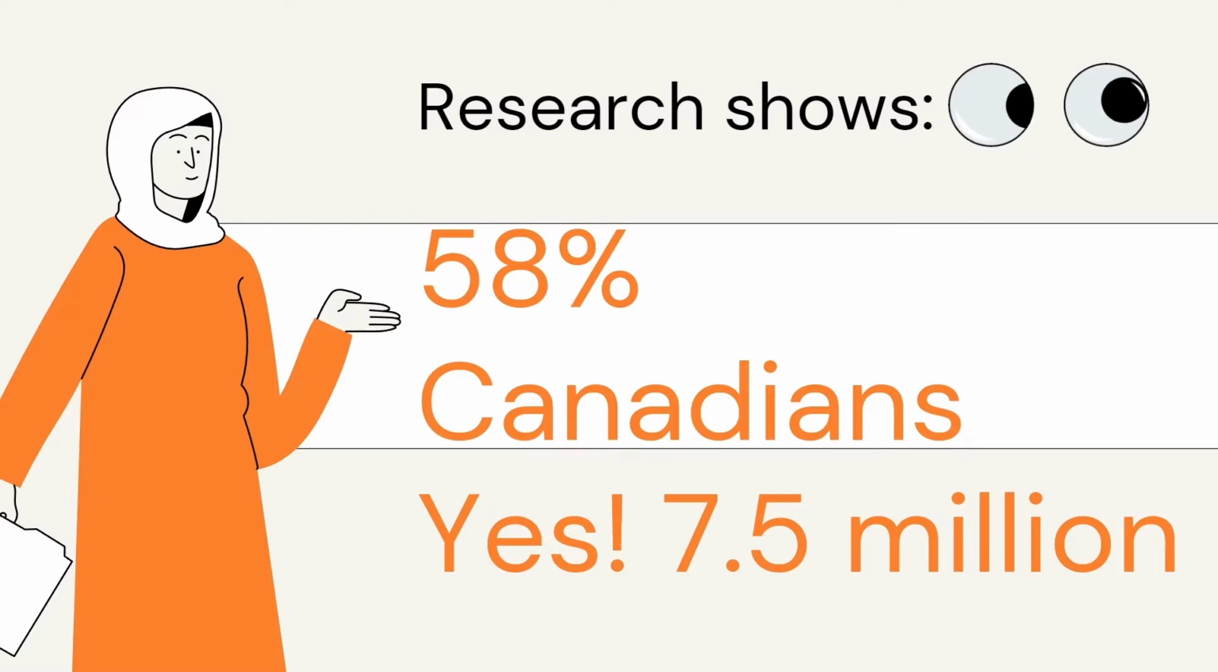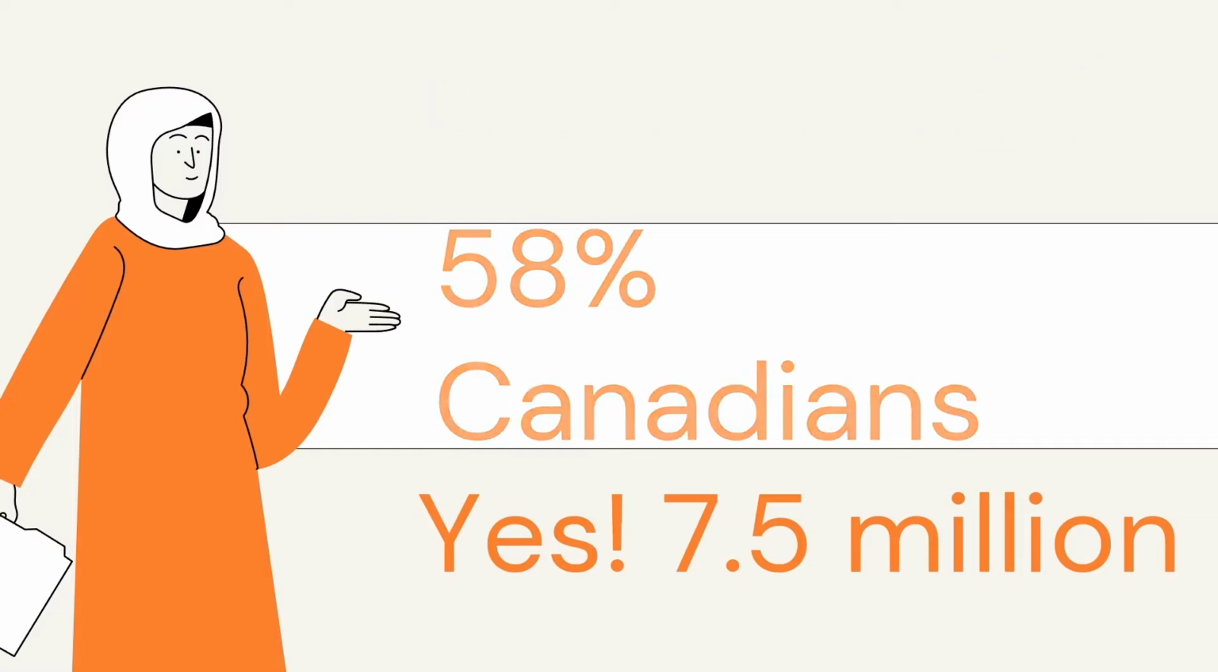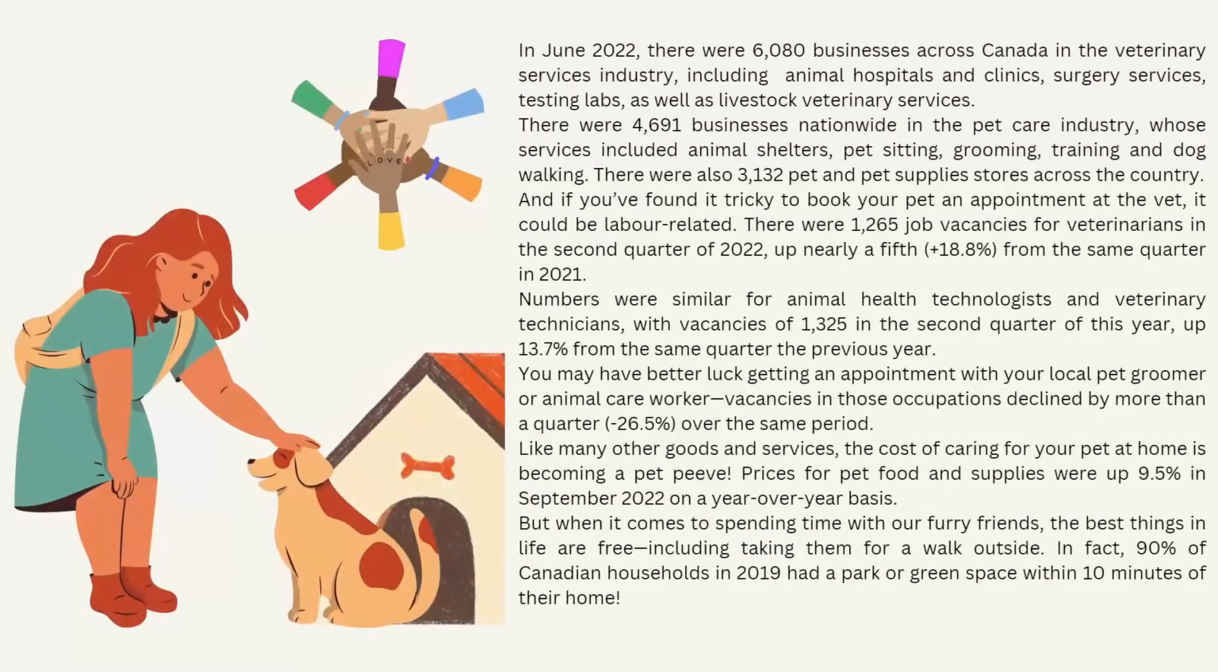To give you a random fact, research shows 58% of Canadians, yes, 58% of Canadians either own a dog or a cat. That roughly equates to 7.5 million Canadians. Based on research by the Canadian government, there were 6,080 businesses across Canada in the vet industry, and there were 4,691 businesses nationwide in pet care, pet grooming, training, etc.